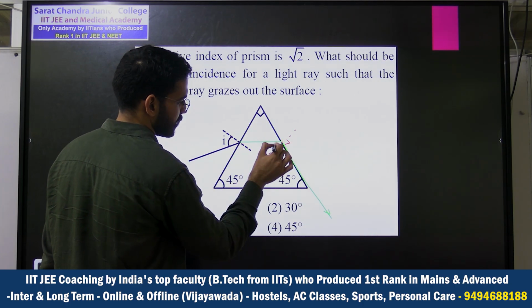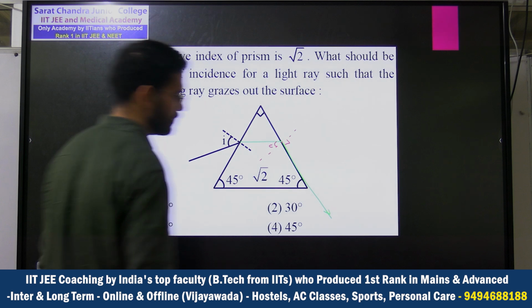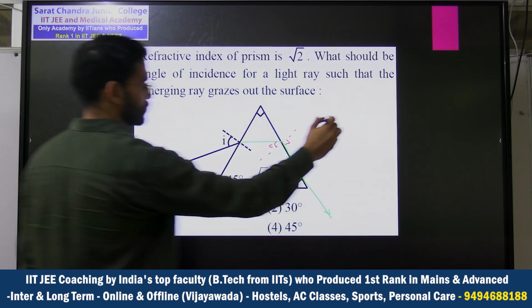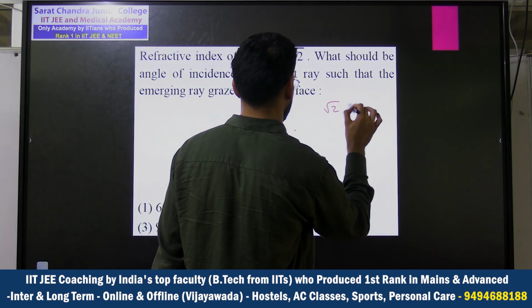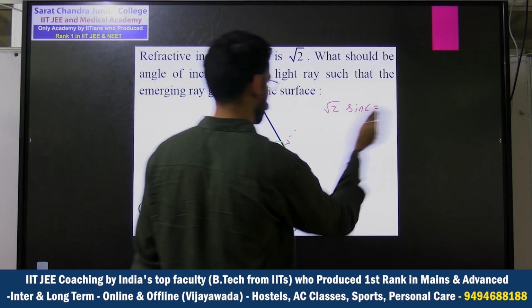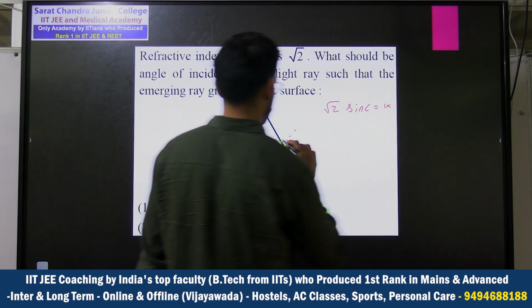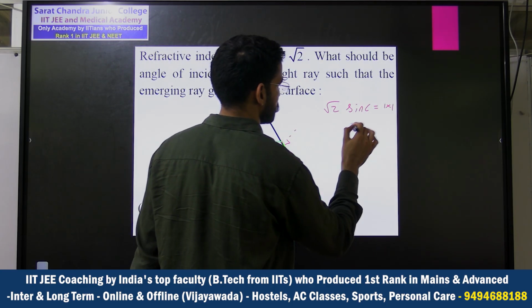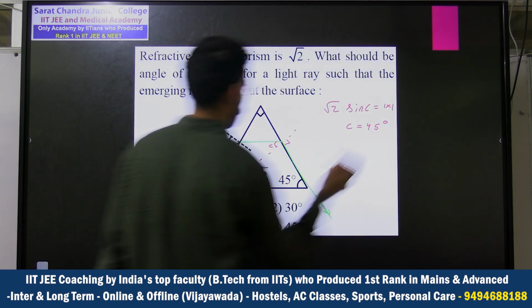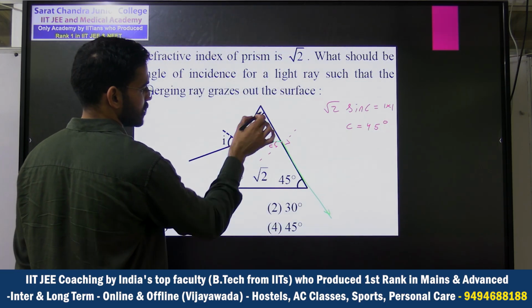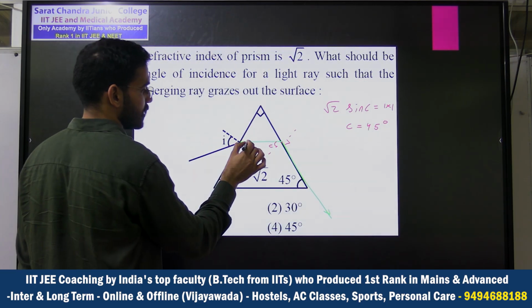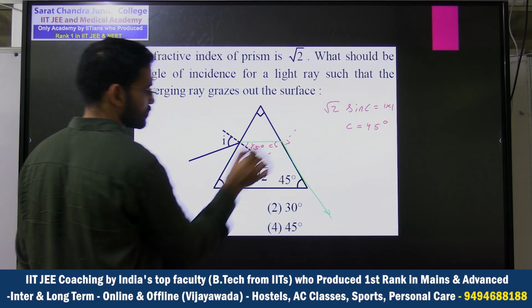So here if I give a normal, this angle we don't know, here grazing is 90 degree. So I can calculate the critical angle, right? How you will calculate? You will say √2 into sine C is equal to 1 into sine 90, that is 1. So here C will come 45 degree. Now we know that R1 plus R2 is equal to A.